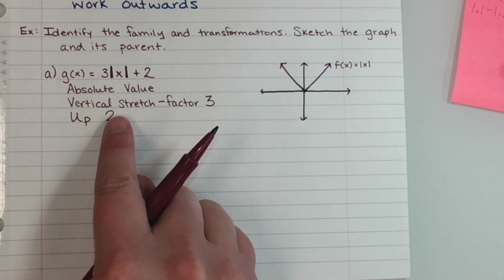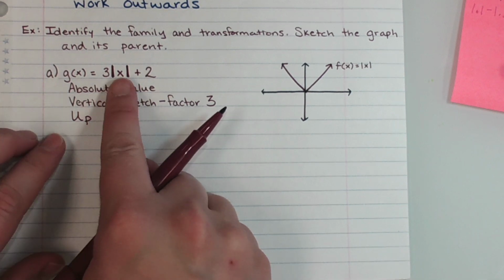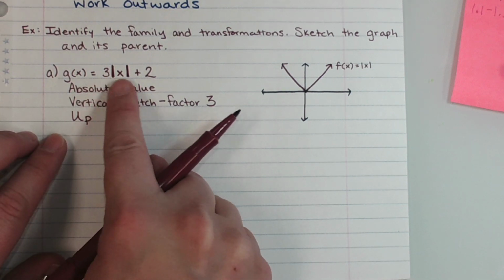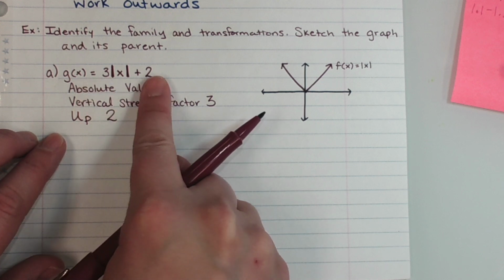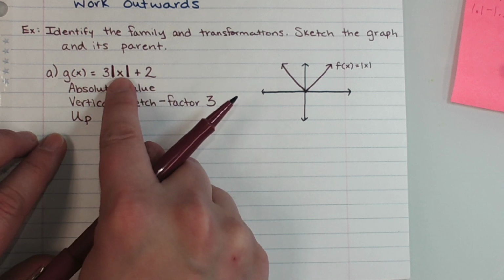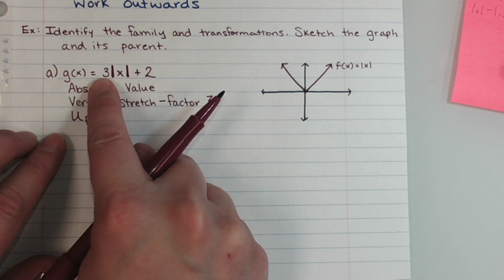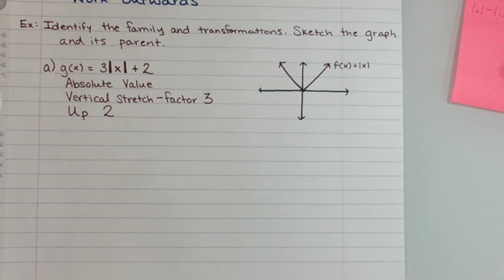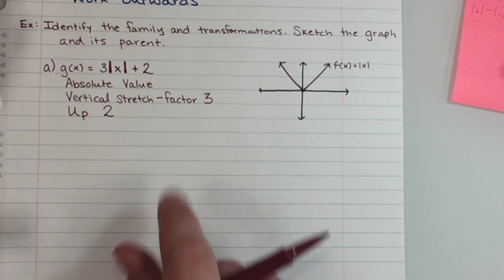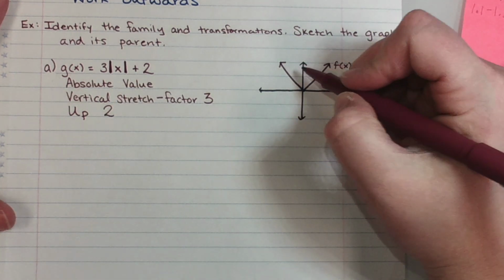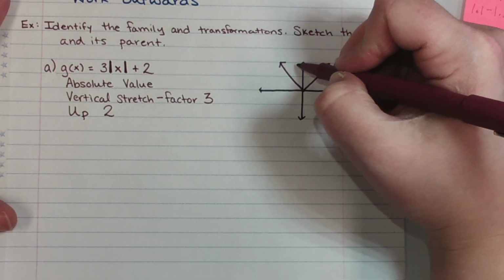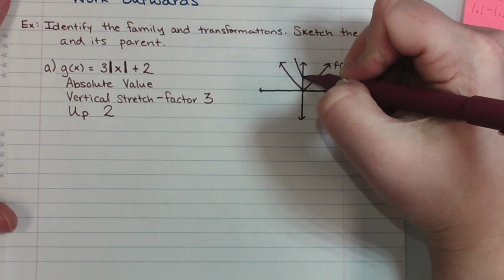Now, to do my transformations on it, I start with what was closest to the absolute value of x, and then I do the thing furthest away. In this case, the closest thing was the 3, so I'm going to do that first. That's the vertical stretch. When I stretch a V out, it's like grabbing the very top of it and yanking it upwards. It is going to get skinnier. So it needs to get skinnier, and it also needs to move up 2. So skinnier, I'm thinking this. Up 2 is going to be up here.